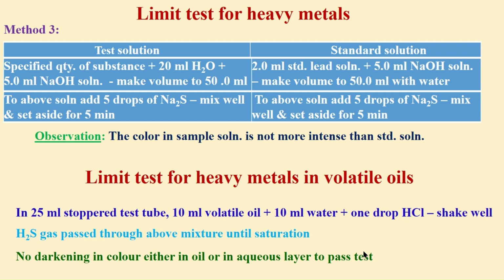If there is no darkening in color, either in the oil phase or in the aqueous phase, then it passes the limit test. The volatile oil, when treated with HCl, gives some coloration, and if that coloration is not increased by passing H2S gas, then it passes the limit test. This is how the limit test for heavy metals in volatile oils is conducted. We are not using any standard solution for comparison. It's only a single test solution which you are preparing.